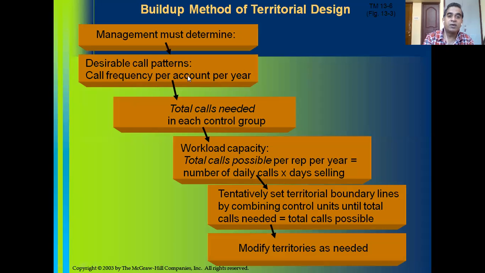So, call frequency per account per year. For A class customers, the call frequency will be 24 per customer per year. For B class customers, the call frequency is 12 calls per account per year. Account means customer. And for C class customers, the call frequency is 6 calls per year per account, or per customer. There is some backup work and information required to determine these call patterns. Anyway, I hope you understood.